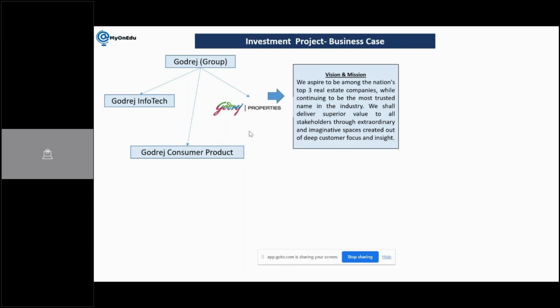So they just want to be in the top three companies in India, in the real estate area. While continuing to be the most trusted name in the industry, we shall deliver superior value to all stakeholders through extraordinary and imaginative space created out of deep customer focus and insight. So they just want to be in the top three real estate companies within India. That is the first thing.